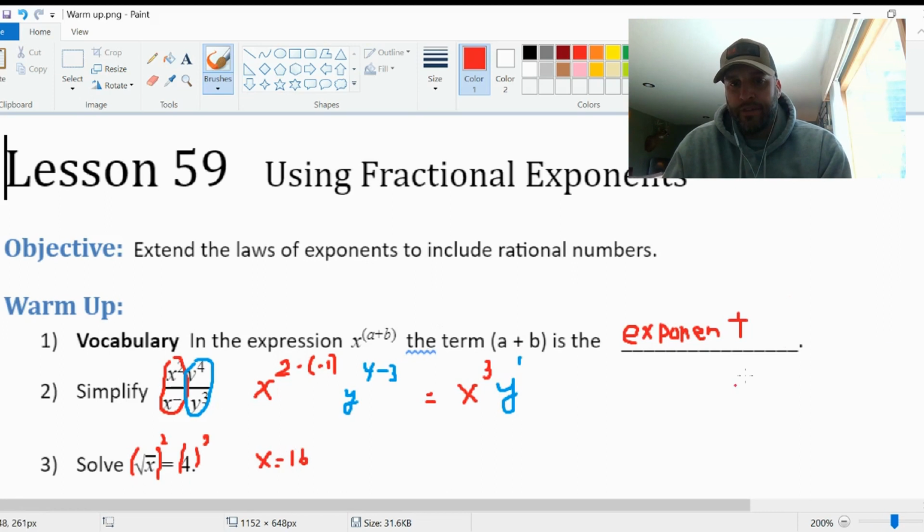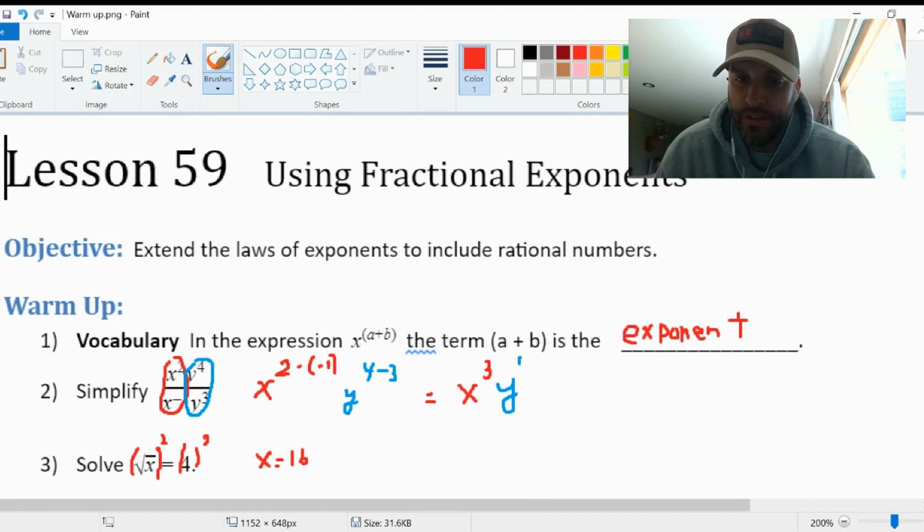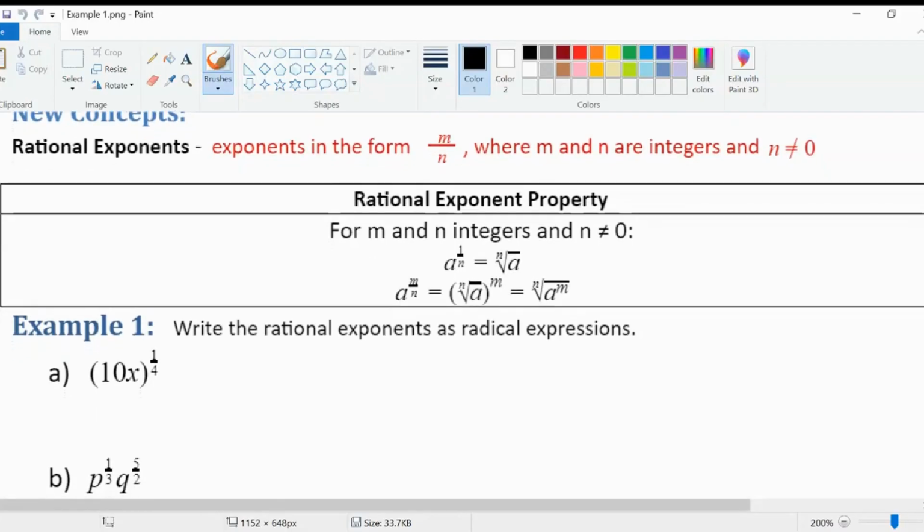So now we have reviewed our exponents. Now let's take a look at fractional exponents. A fractional exponent is any exponent in the form m over n, where m and n are integers and n cannot equal 0 because we can't divide by 0. So the rational exponent property: for m and n integers and n not equal to 0, a to the 1 over n is equal to the nth root of a.